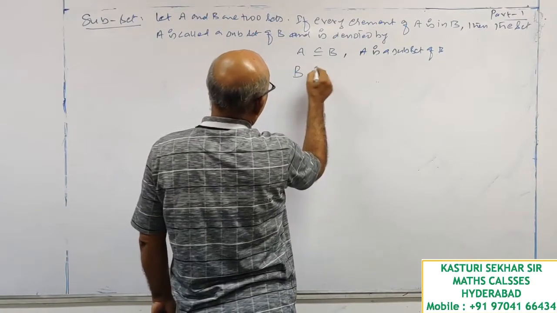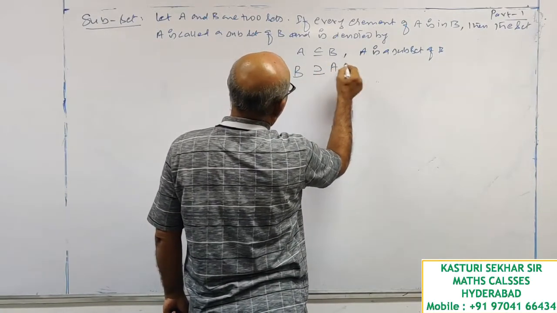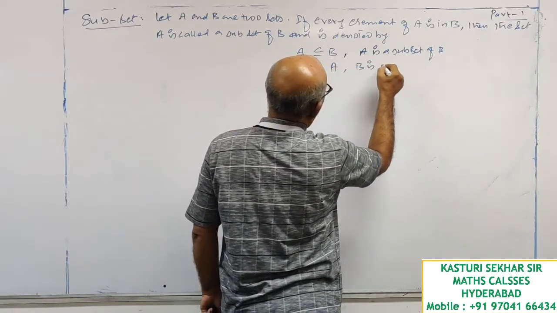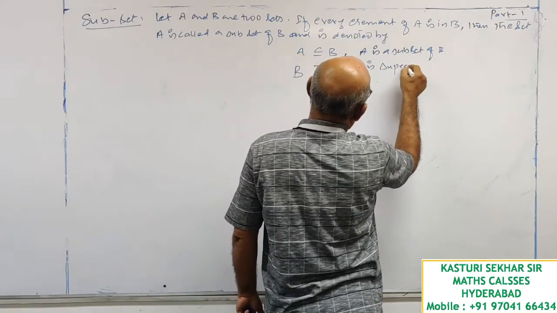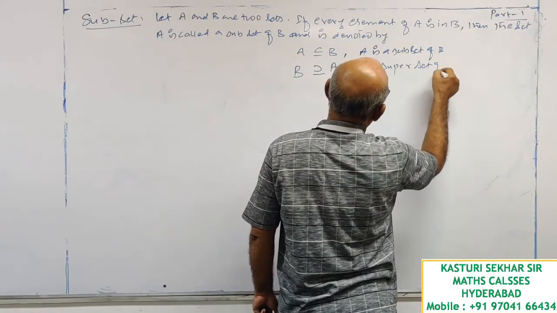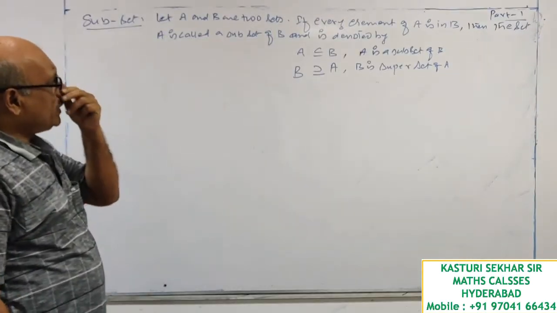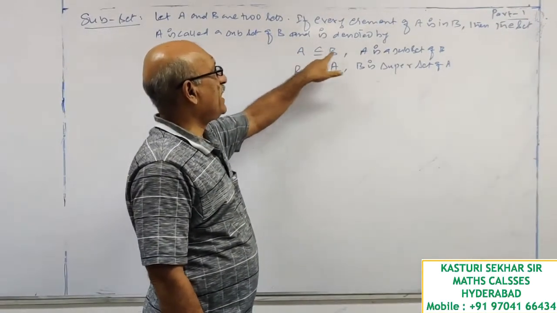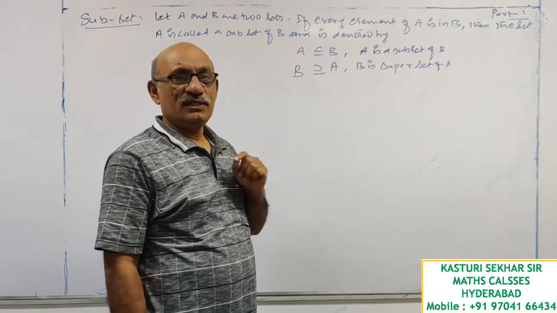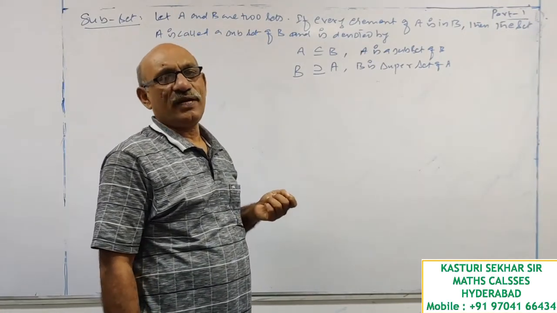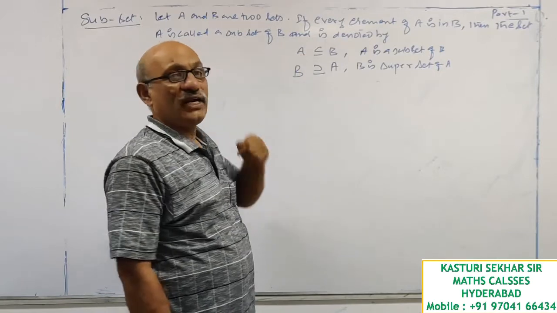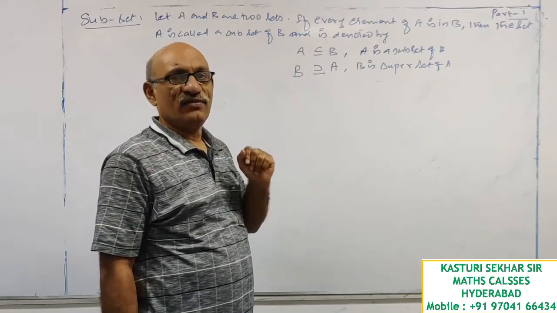When I write this way, B is a superset of A. What does it mean actually, sir? Set A is derived from set B. So the derived set is called a subset of the given set.